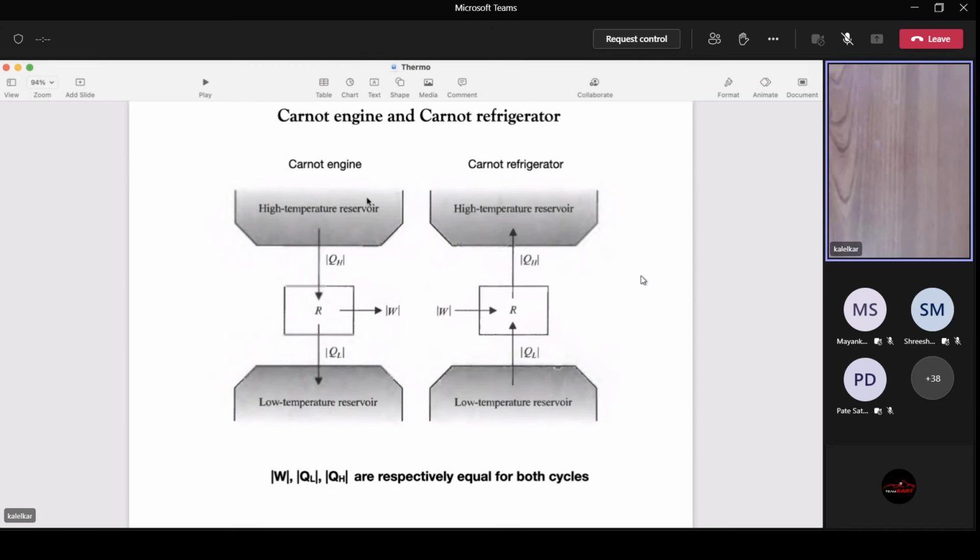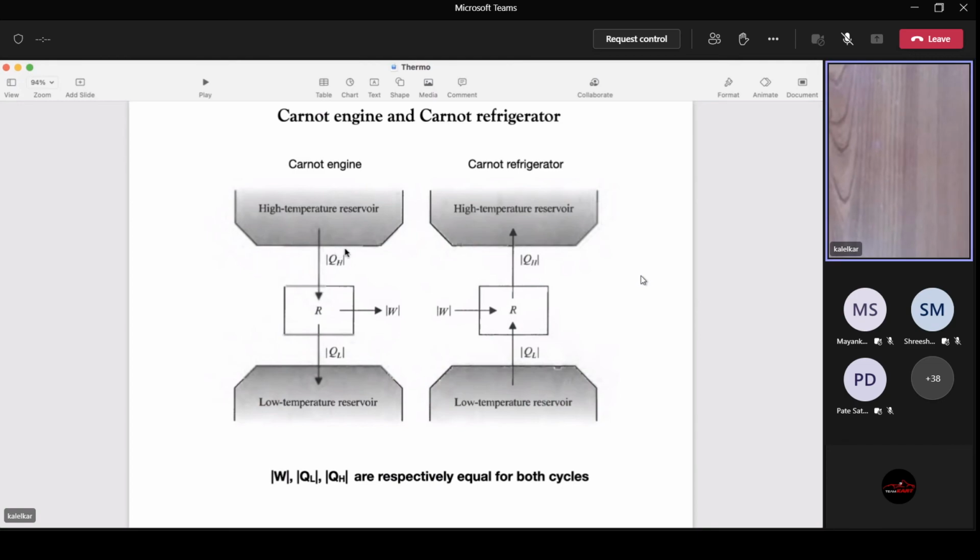Okay, and there is only one specialty about this that is distinct. See, you have some values of QL, QH and W for a Carnot engine. If I reverse the direction of all these arrows, I will get a Carnot fridge. But it's not a question of only reversing the direction. The magnitude is unchanged. So that means the work output in a Carnot engine is exactly the same as the corresponding work input in a Carnot fridge. So I've written here that mod W, mod QL and mod QH are respectively equal for both cycles.